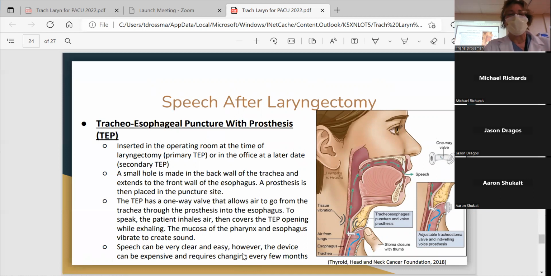So the most common thing that we do is the TEP, and you might have seen this done in the OR. We often do it in the clinic, but sometimes we have to do it in the OR. Basically, you're doing a puncture. Here's your trachea, here's your esophagus, and you're poking a hole through the trachea into the esophagus. It's like a one-way valve, and it allows air from the trachea to go up through your esophagus and produce speech. It's pretty neat, and you can see it in a patient if you're looking down into their airway or larynx.